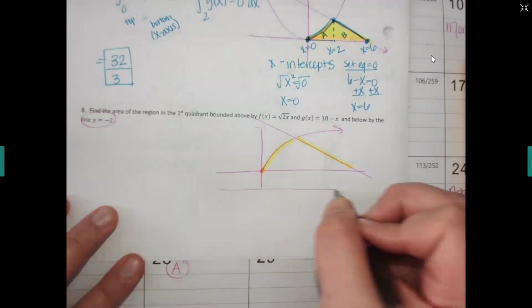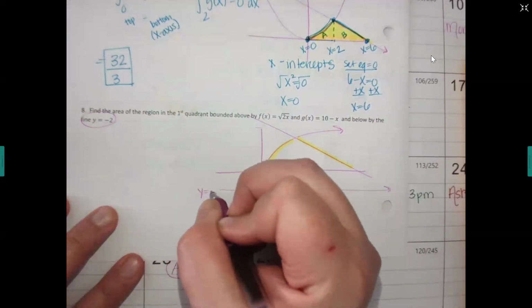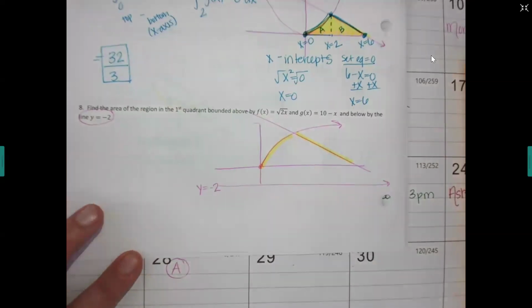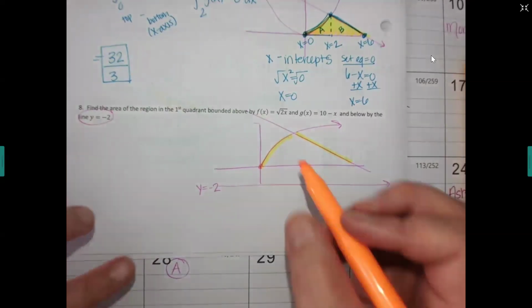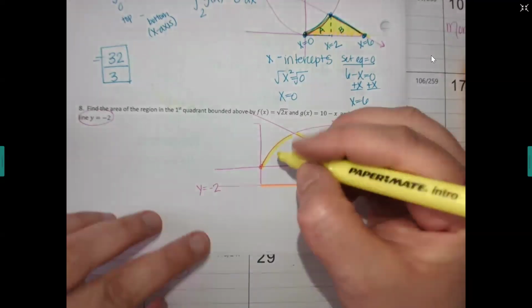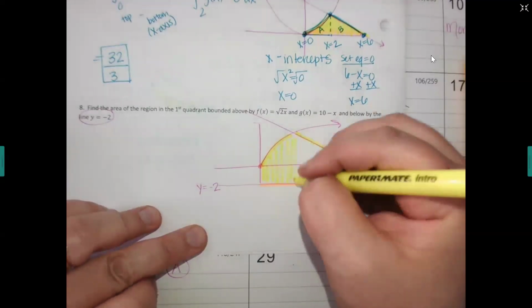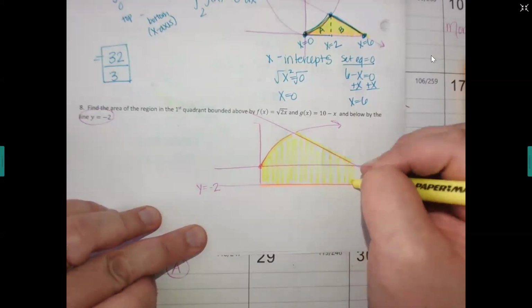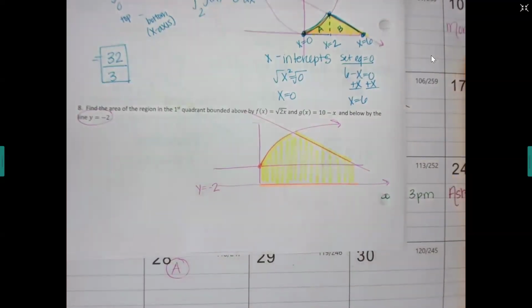-2 would be down here. So if this is the bottom border, then I want to make sure that I shade all the way to those top functions and then pass the x-axis all the way down to where the orange line is.